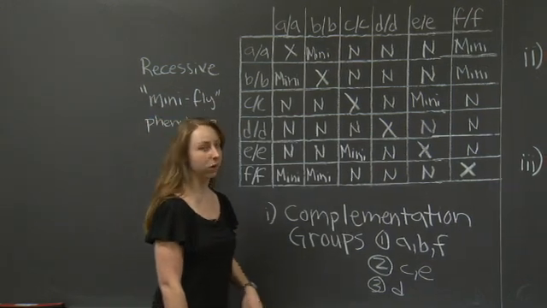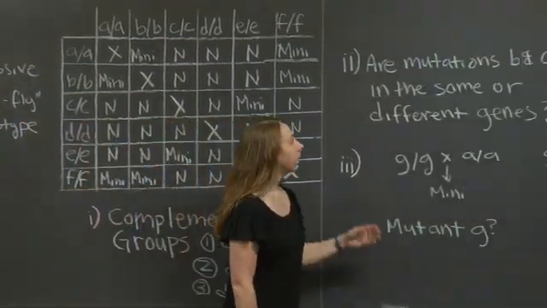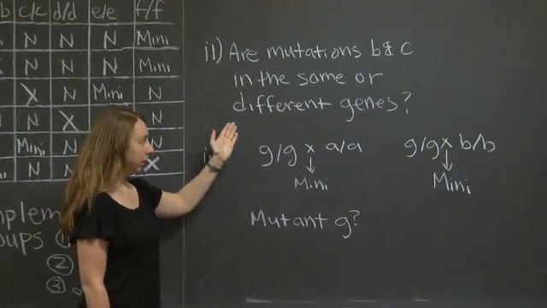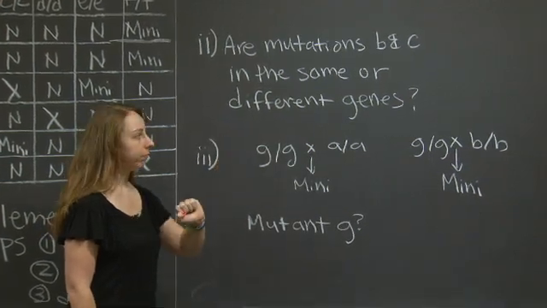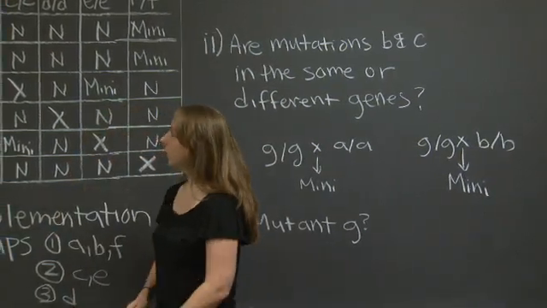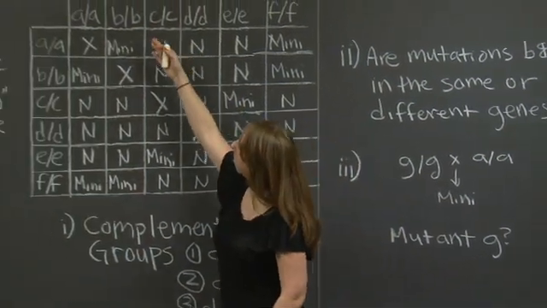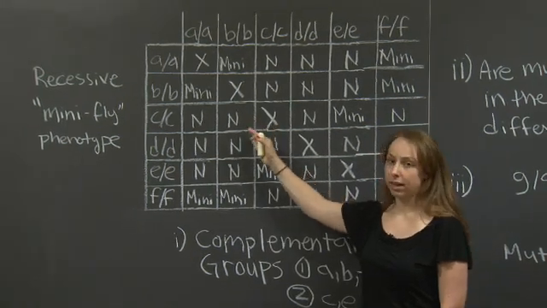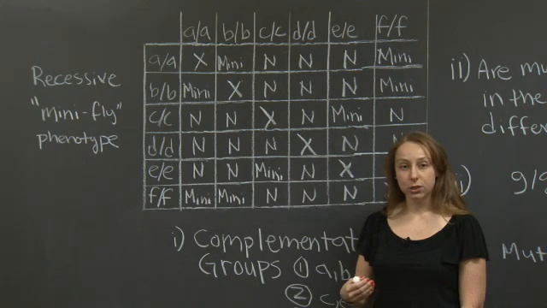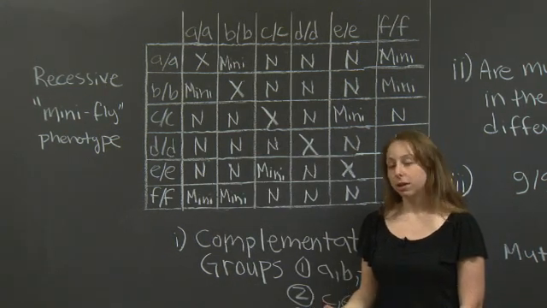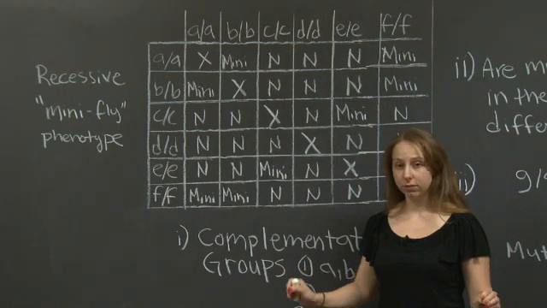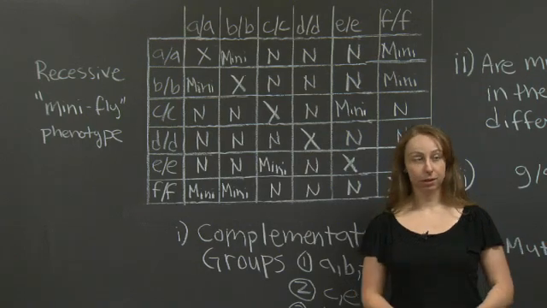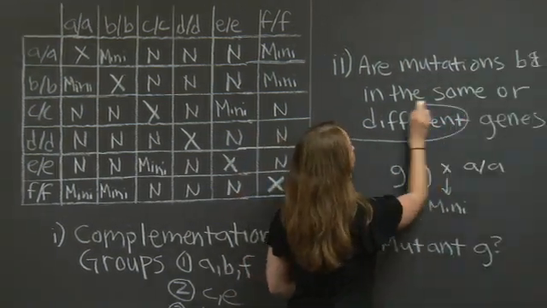So moving on to the next part of the problem, we are asked, are mutations B and C in the same gene or are they in different genes? All right, so if we look over here at B and C together, when these are crossed, we get a normal fly. This means that the mutations were able to complement each other, meaning that the two mutations occur in different genes, and thus when you cross the flies, they're able to compensate for each other. So they're in different genes.